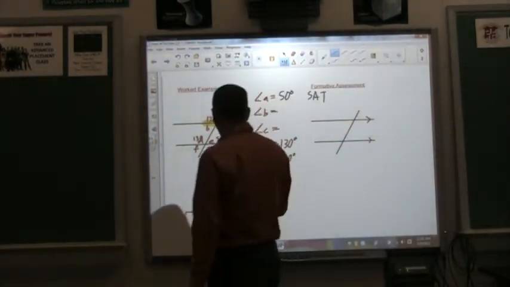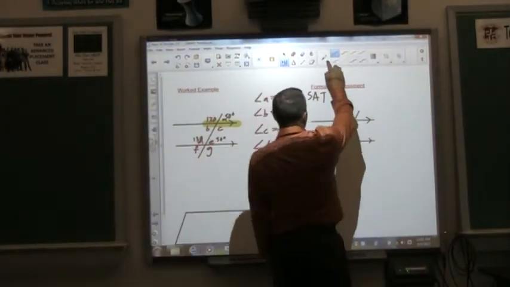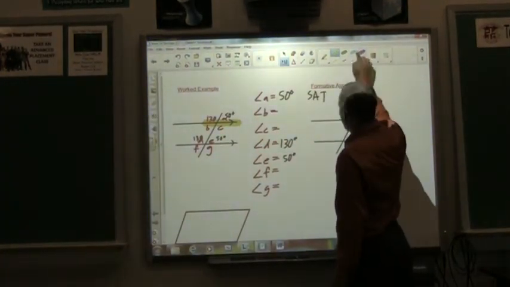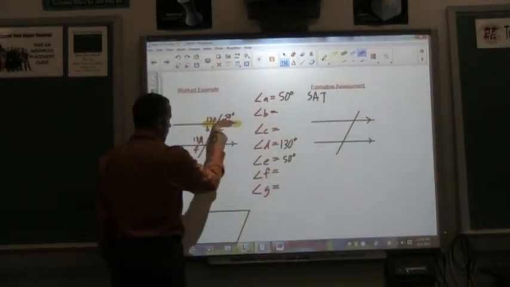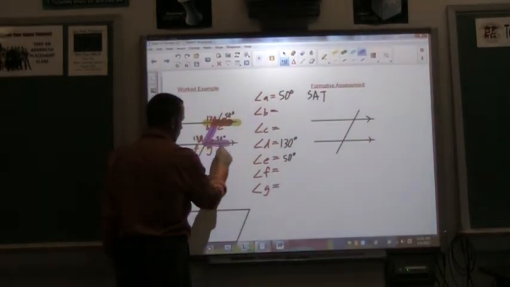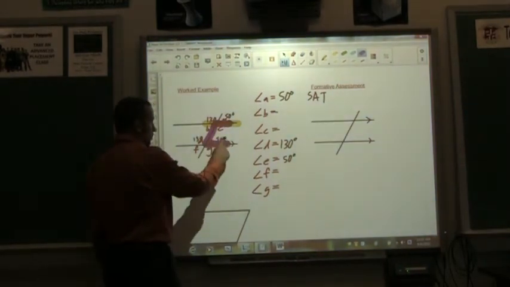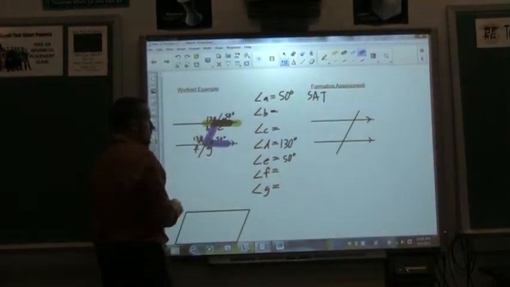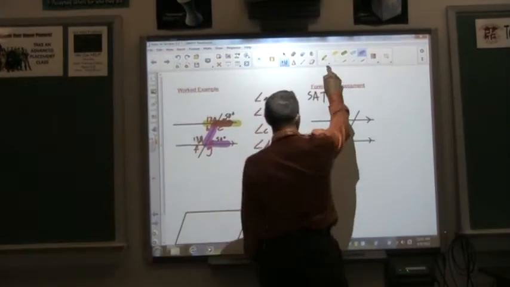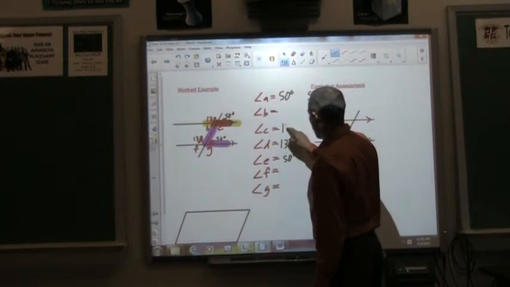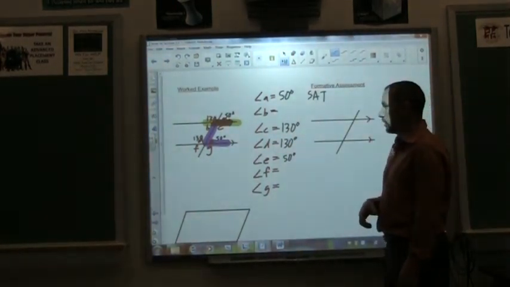Now, angle C, let's go to that. If I look at C and combine it with E, looking in that spot right there, I've got my C rule, which tells me co-interior angles have a total of 180 degrees. So C must be 130 degrees. If we were asked for the reason, we would say co-interior.